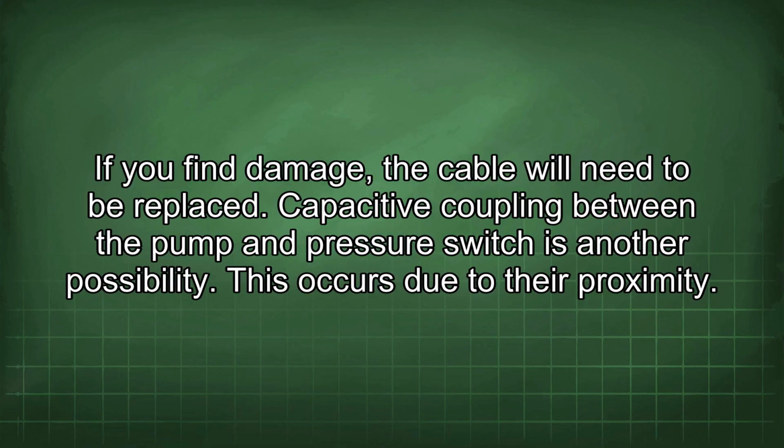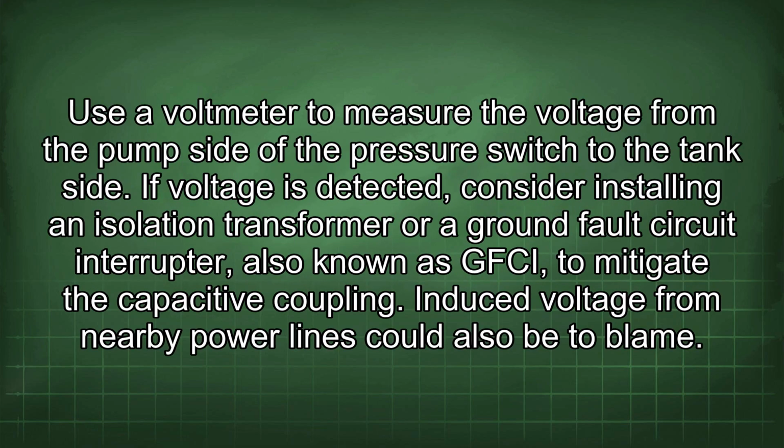Capacitive coupling between the pump and pressure switch is another possibility. This occurs due to their proximity. Use a voltmeter to measure the voltage from the pump side of the pressure switch to the tank side. If voltage is detected, consider installing an isolation transformer or a ground fault circuit interrupter, also known as GFCI, to mitigate the capacitive coupling. Induced voltage from nearby power lines could also be to blame.